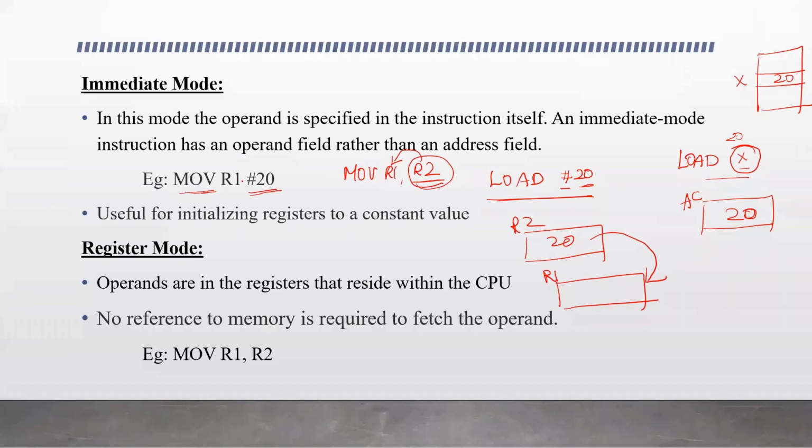So what is the advantage of this immediate mode? It is useful for initializing registers to a constant value. When we want to set some value to registers initially, we can use this instruction. Using this addressing mode, we can set the values. We don't give the address of the operand here. We give the operand directly so that the registers can be initialized with a value.